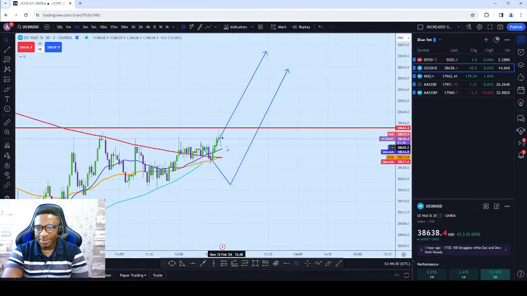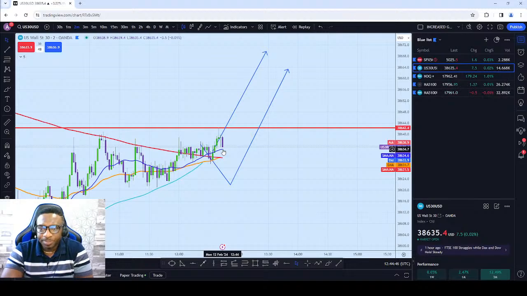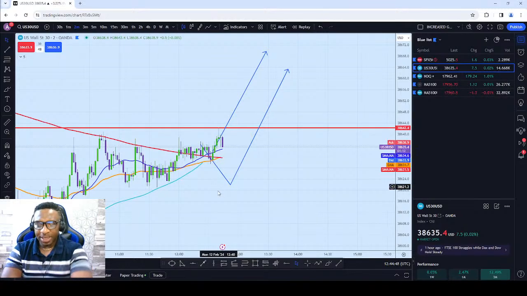So now, as it is, what I'm looking for is price coming near the 20 moving average and then giving me an event there. Once I get an event from there, then I take advantage of it.